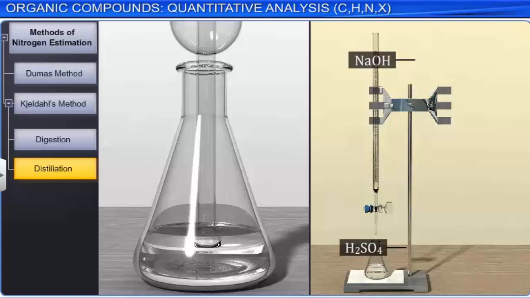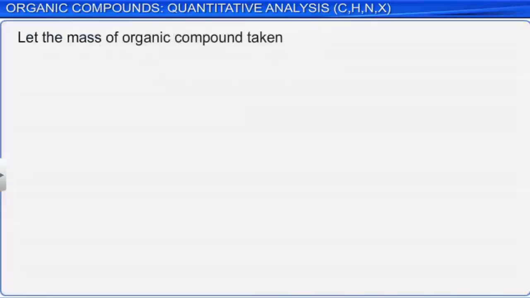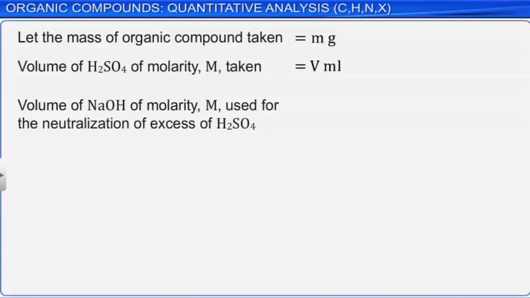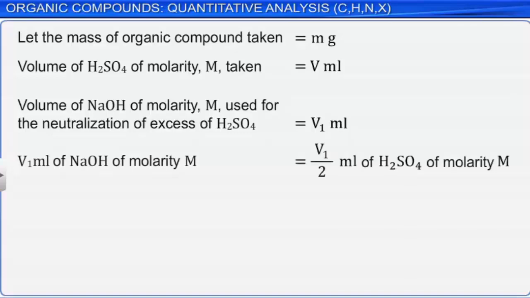Let's assume that the mass of the organic compound taken is m grams. The volume of sulfuric acid of molarity M taken in the flask is V ml. The volume of sodium hydroxide of molarity M used for the neutralization of excess acid is V1 ml. As per the stoichiometric equation, V1 ml of sodium hydroxide of molarity M is equal to V1 by 2 ml of sulfuric acid of molarity M. The volume of the unreacted sulfuric acid of molarity M is equal to V minus V1 by 2 ml.